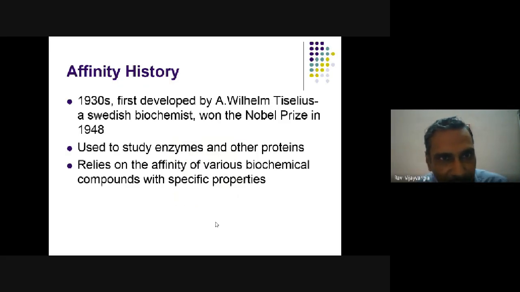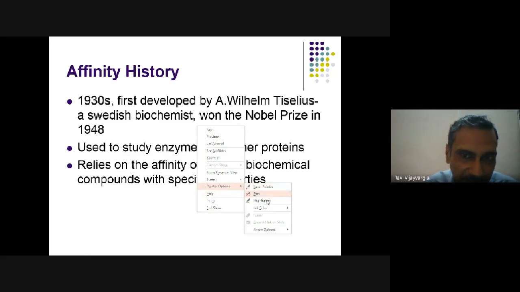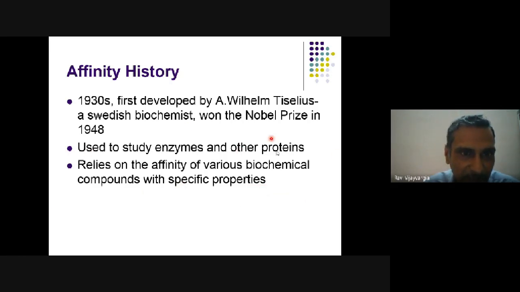It was first developed in the 1930s by Wilhelm Silas, who was a Swedish biochemist, and he was awarded a Nobel Prize for this in 1948. Initially, it was used to study enzymes and proteins and their receptors. As the name suggests, it relies on the affinity of various biological molecules with specific properties, which is why it becomes a very specific and strong tool for protein purification.